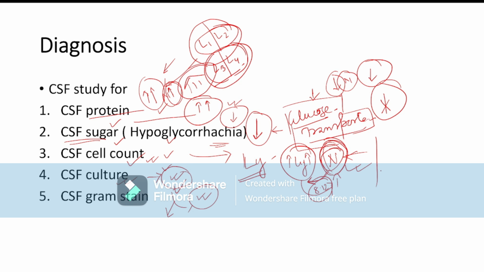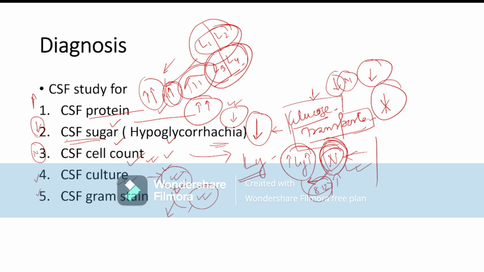That means if a patient has been partially treated by taking antibiotic, that is partially treated meningitis, then we always see the CSF protein, sugar, and counts. If the CSF protein is high, the sugar is low, and the counts are mainly neutrophil, the child is suffering from meningitis, irrespective of whether the culture is present or not, or gram staining is present or not.